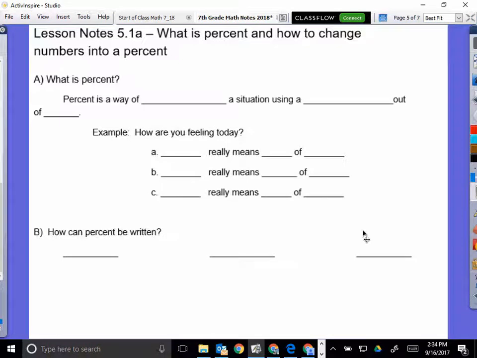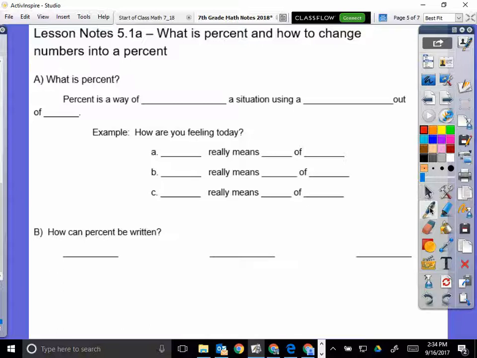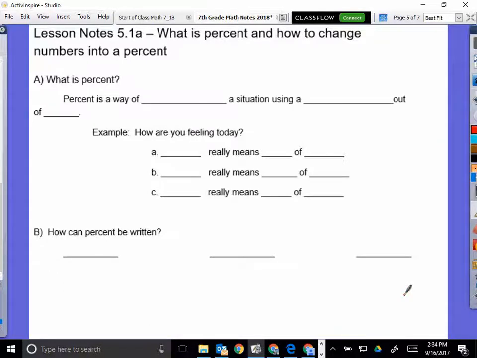All right, my little math friends, we are moving into chapter 5 now. And chapter 5 is going to be about percents, and we're going to do some different things with percent. But first of all, we're going to talk about what a percent is and how to change numbers into a percent. Okay, now I'm going to be honest with you. I like percents. They seem to make sense to me.